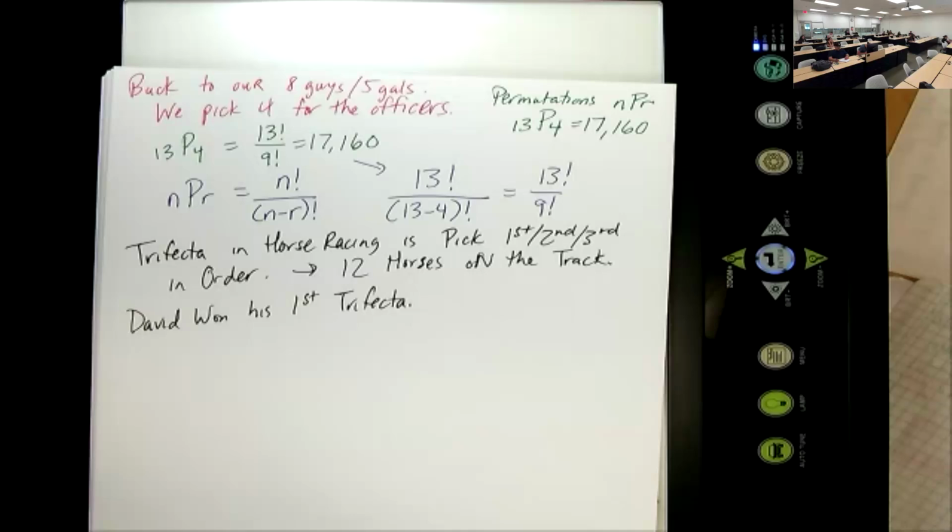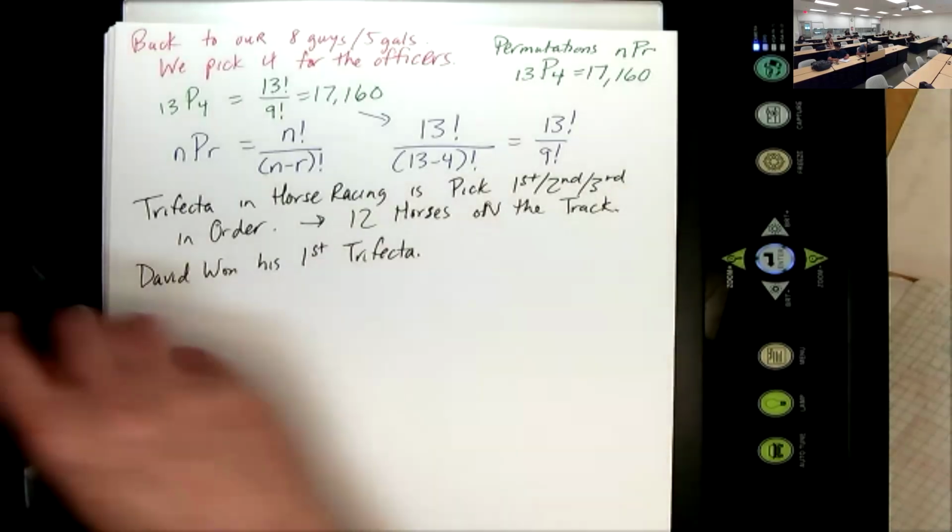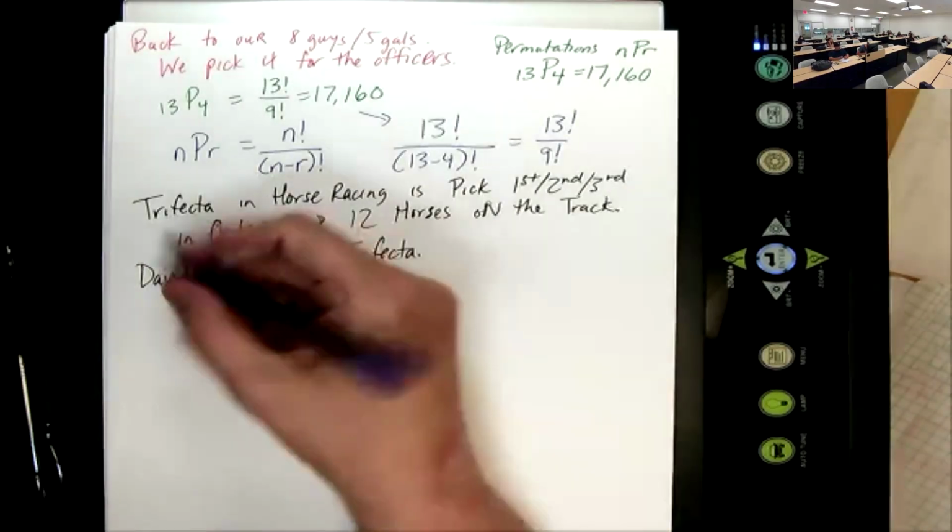And I should have had a lot of money, because when you bet on the trifecta, they pay you good odds. Why? It's hard to win. How many different ways can 3 horses place?